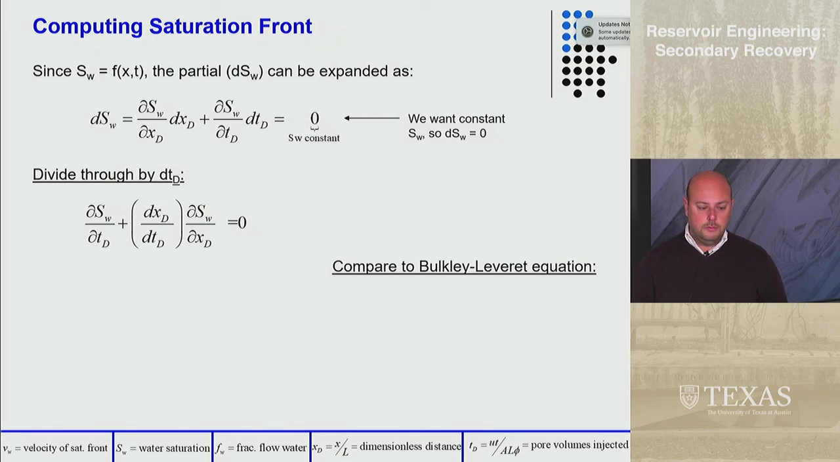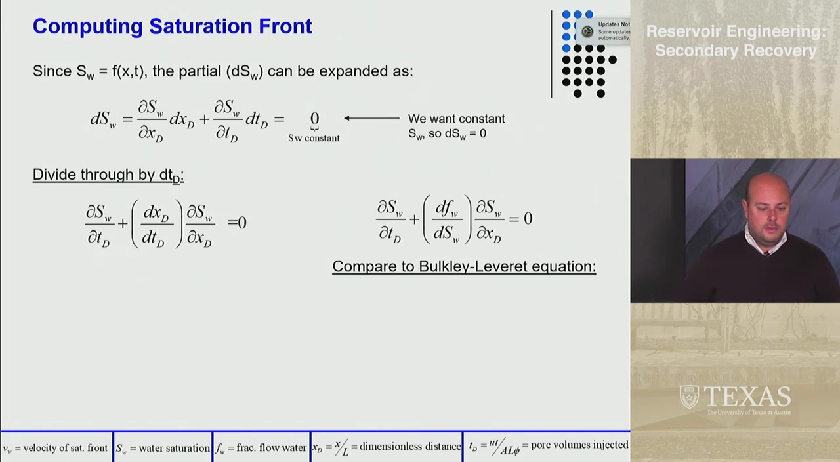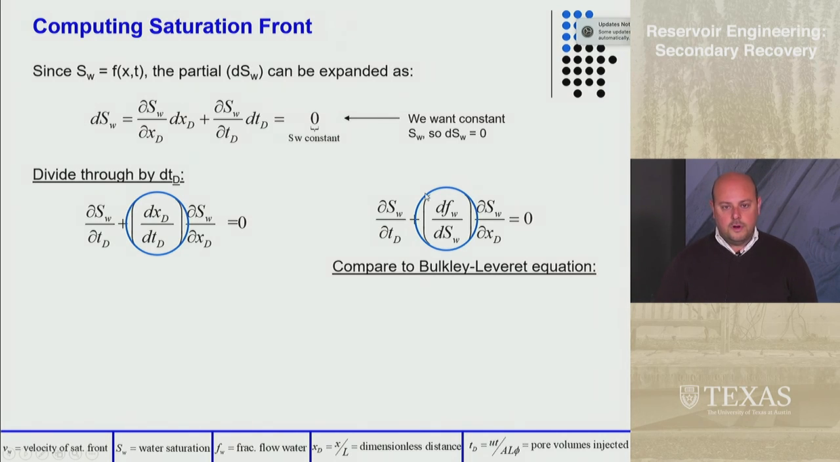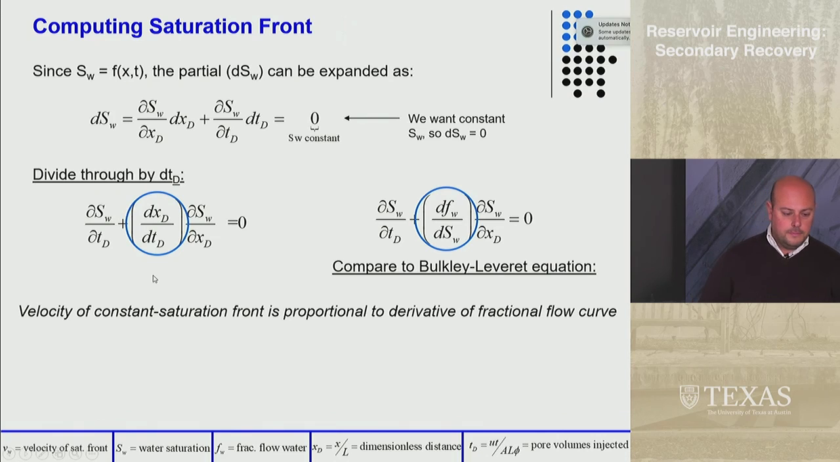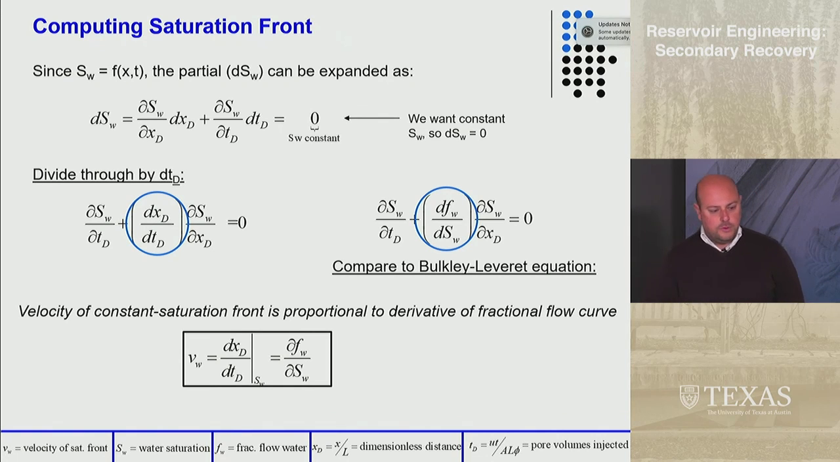But we recall from a couple lectures ago that we have a PDE that's a water balance that looks like this. So these are two different equations. We've got two different ways. And if we compare them, they look quite similar, except that the one has this dFW/dSW right here. This is the derivative of the fractional flow with respect to saturation. This is the change in distance with respect to time. This is that velocity of the saturation front. And so clearly, for these two equations to both be applicable, dFW/dSW must be equal to dxD/dtD. And that's what I've written right there.